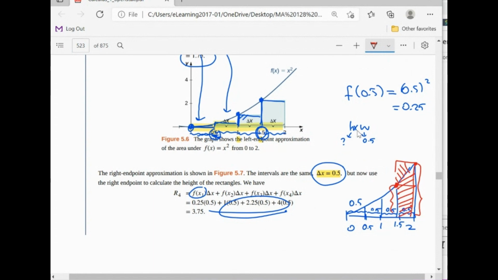And how do we determine this height? Because this is the function y equals x squared, we can evaluate the value here. Because here, the x value is 2, f of 2 will be 2 squared, which is 4. You see here, this is what we just evaluated, using the right endpoints. It's denoted by R, right endpoints. The width is 0.5, the height is 4. 4 is found by plugging the point into the function.